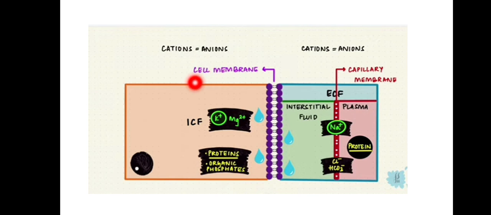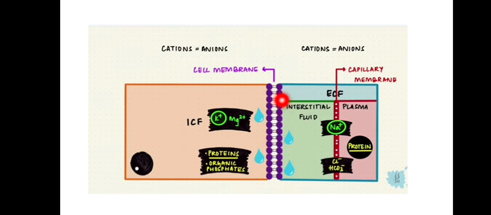So in other words, the total amount of cations and anions in the ICF, which is intracellular fluid, should be equal to the total amount of cations and anions in the ECF, which is extracellular fluid. Okay. And we have specific solutes which have been displayed in various compartments. So remember, the ECF and the ICF are separated by the cell membrane.